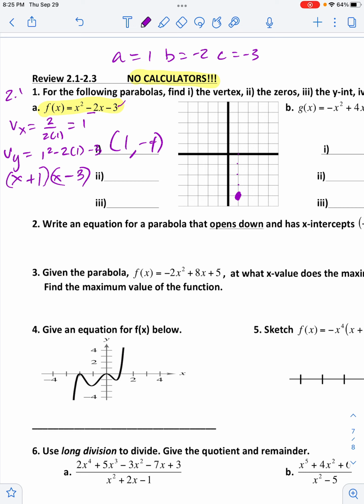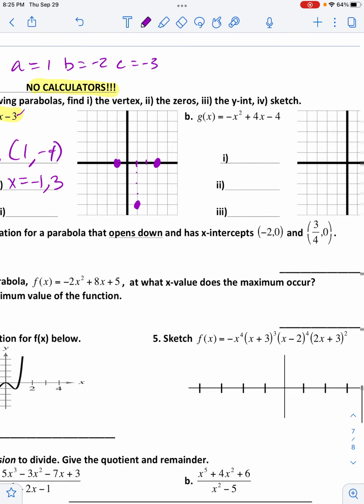And then I'm going to go ahead and state my zeros. I don't really care how you write them. I guess technically they're points, but you can just say x equals -1, +3. You can just list the values. So at -1 and +3, those are going to be my x-intercepts. And I do want to sketch that accurately.